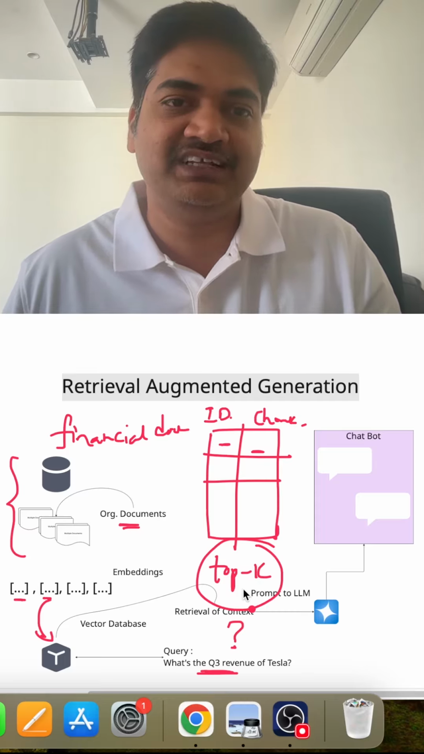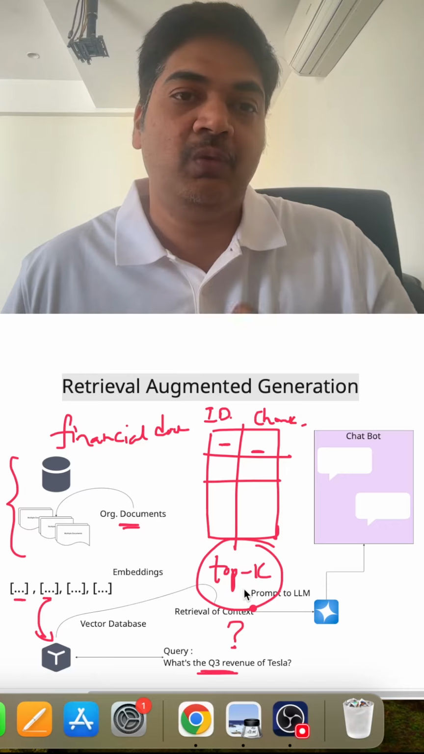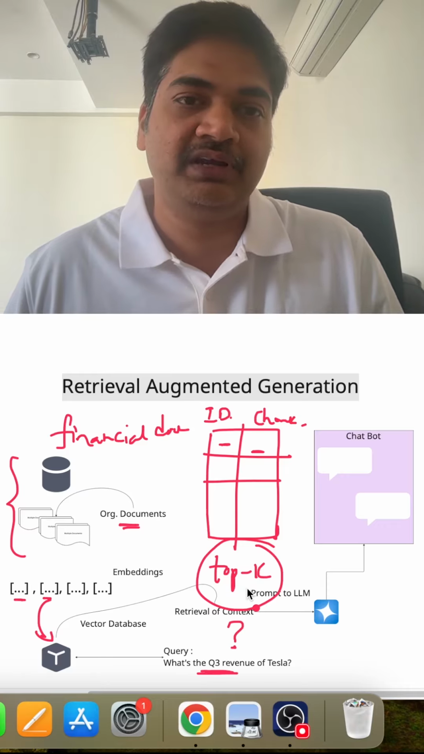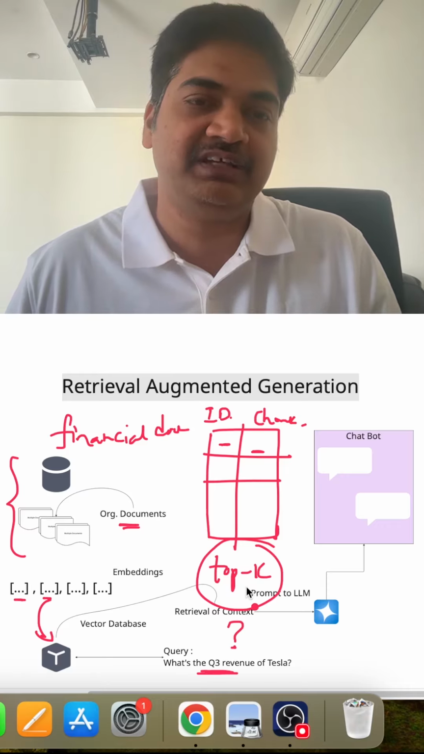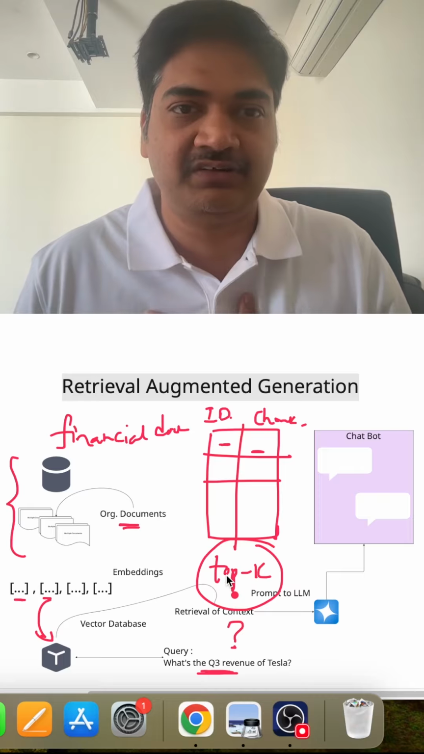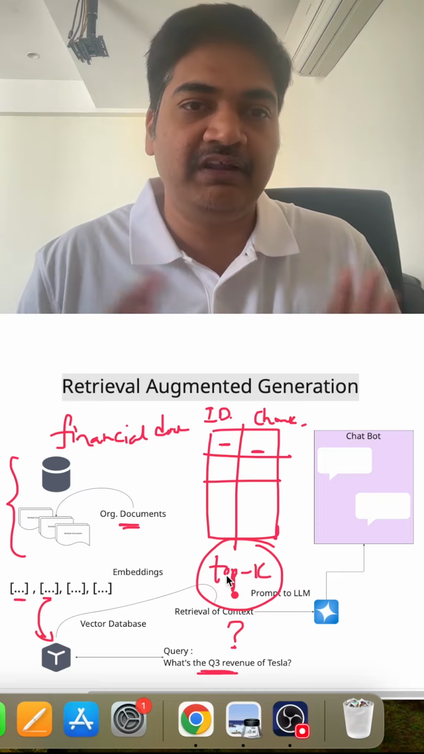Since the LLM has contextual information about what the user query is all about, it can answer from that contextual information rather than relying on its external knowledge. So this is RAG at a very high level.